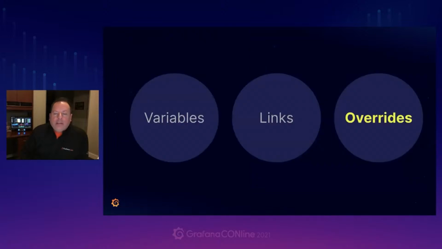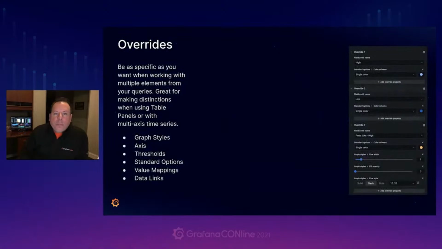Third, overrides. I look at field overrides as a way to provide unique differences to each of my field measurements. Everything that's available to a normal field option can be overridden for a specific field. Think of this as having a default setting for all your panel fields, and then an override for just the fields that you want to be different. This can be helpful for table visualizations, but also helps really set multiple queries apart when using time series visualizations.